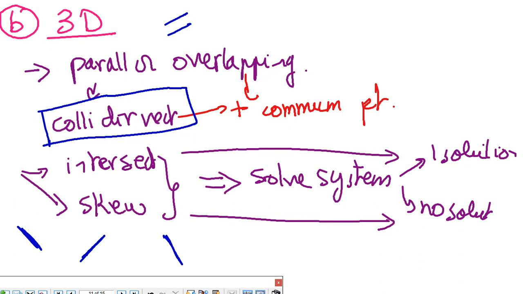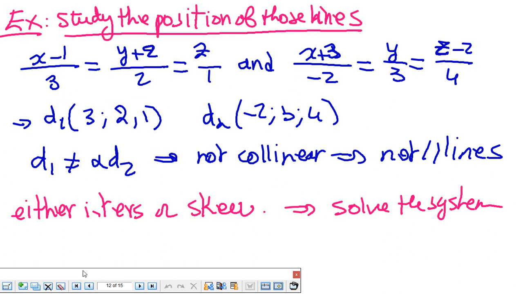Now, to be able to check if those lines are intersecting or skew, I need to solve the system. If the system gives me a solution, it means the lines intersect. If the system doesn't give me a solution, it means they don't intersect, they are skew. How? Let's see. I have those two lines. The first line is (x minus 1) over 3 equal (y plus 2) over 2 equal z over 1, and this is the second line.